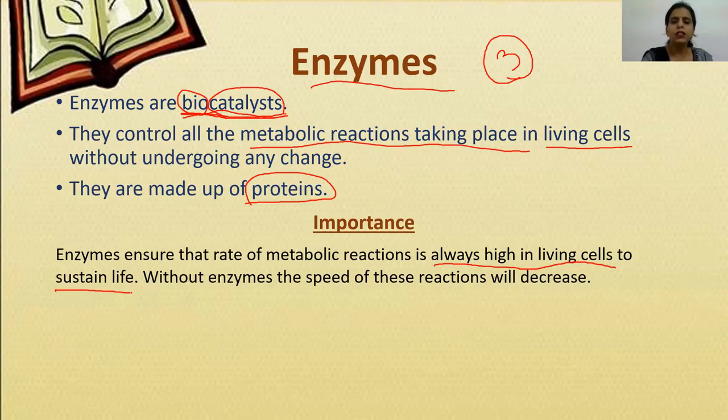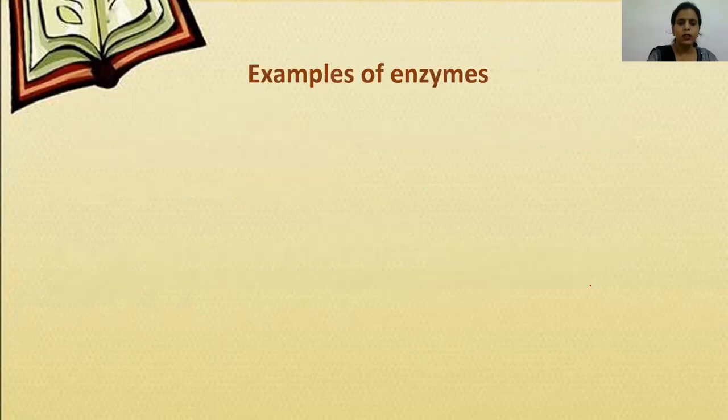So in order to maintain the speed of these chemical reactions, in order to keep all these metabolic reactions always high in living cells, enzymes are used. So without enzymes, what happens? The speed of these reactions will decrease. So this is the importance of enzyme. Next, we will look into the examples of enzyme.